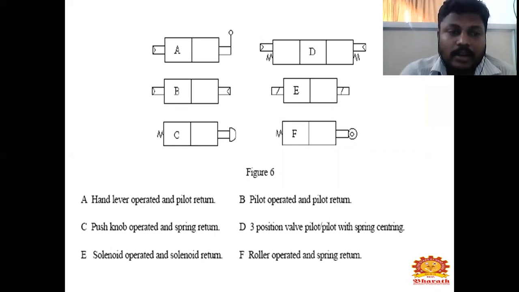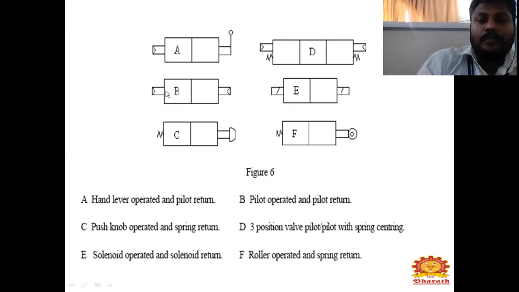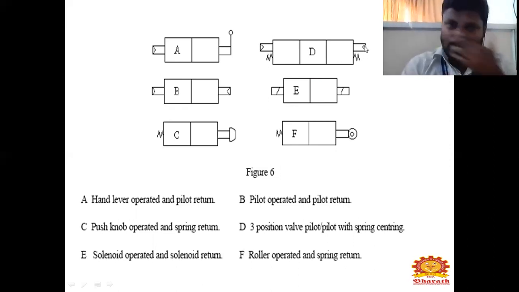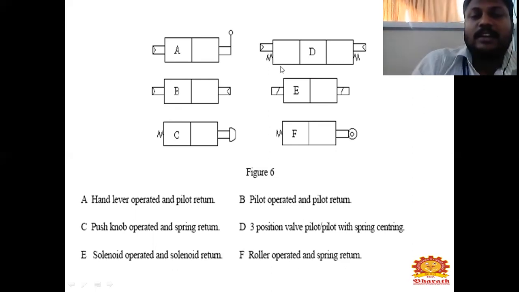And the next one is where you are using a solenoid. See, this indicates that it is a solenoid. Next one is a push knob, and the next one is solenoid operated. And the next one is pilot operated. This symbol denotes a pilot operated valve with spring return. See, it is a spring return.